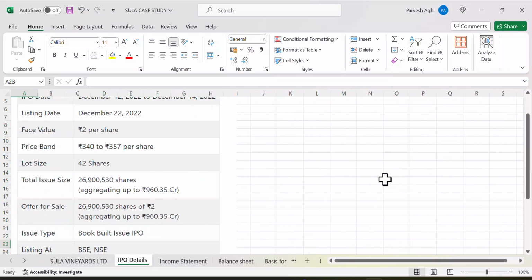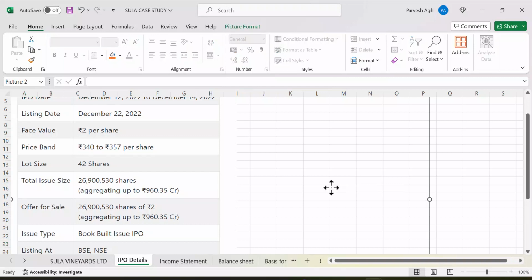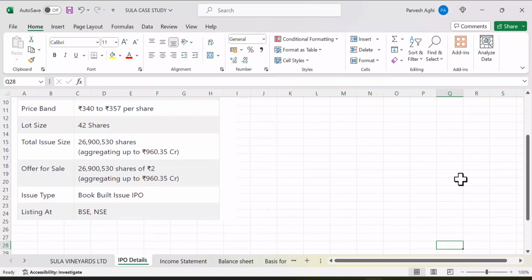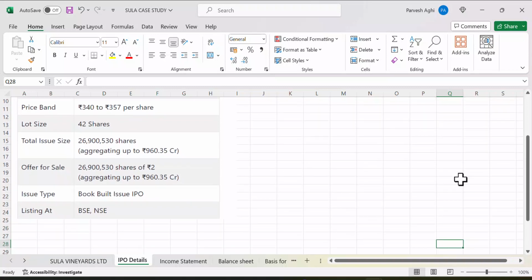Then offer for sale, the same amount. The entire issue size was offer for sale. Okay, fine. Then book built. This was a book built offer. Now this company had a good track record, a profitable company, meeting all the criteria, but yet they came up with a book built issue, the way they wanted to issue. So the listing was at the National Stock Exchange and Bombay Stock Exchange.